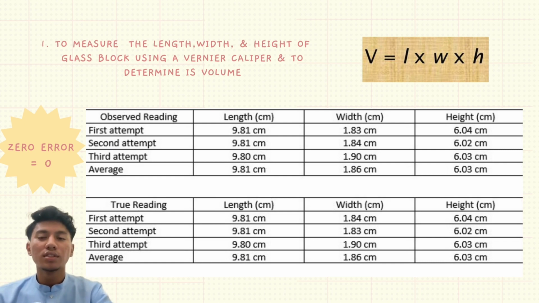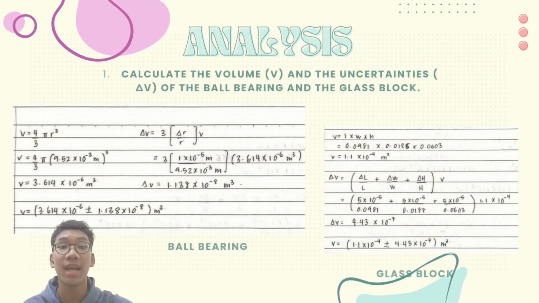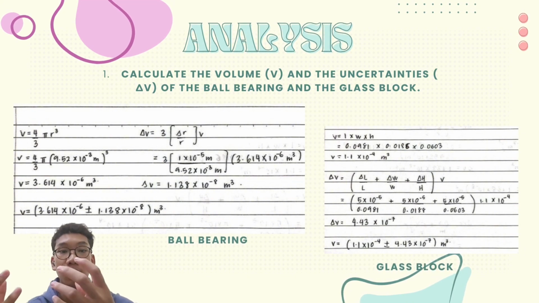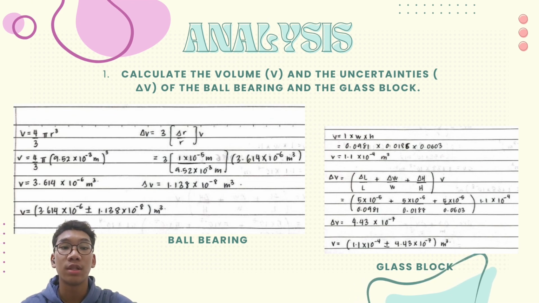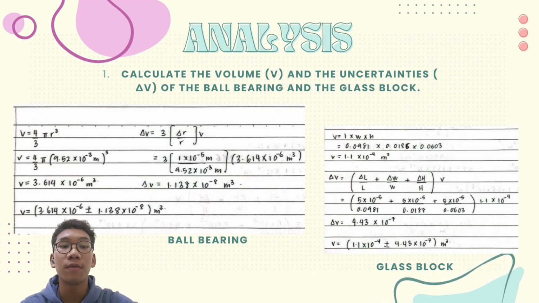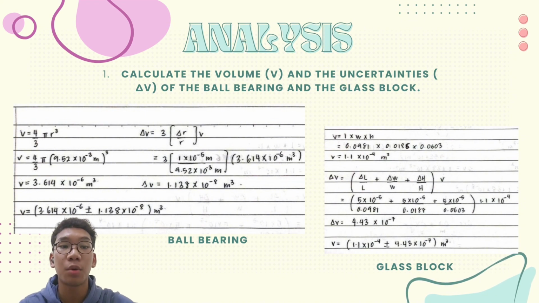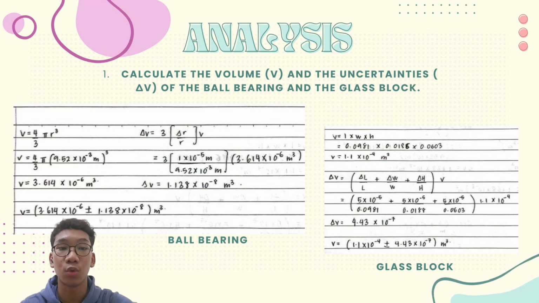As for the analysis, we have to calculate the volume and the uncertainties of the ball bearing and the glass block. For the ball bearing, we use the formula of volume, which is 4/3 pi r to the power of 3. So volume is 4/3 pi multiplied with 9.52 times 10 to the power of -3 meter, to the power of 3. So your volume will be 3.614 times 10 to the power of -6 meter cubed.